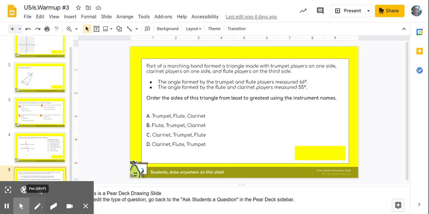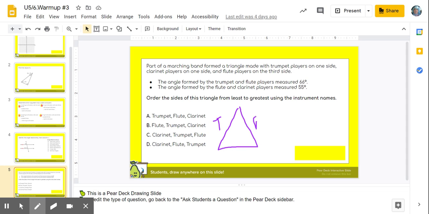Last one, I'm going to draw you 2 pictures and you tell me which picture is better. Picture number 1 has trumpets, flutes, and clarinets. Where the trumpets and the flutes meet is 66. And where the flutes and the clarinets meet is 55. Picture number 2 is trumpets, flutes, and clarinets, but with the 66 and 55 placed on the sides. Which picture is better, picture 1 or picture 2?